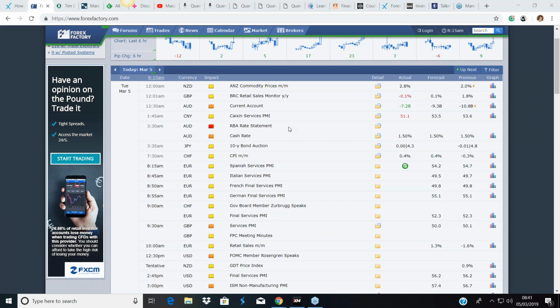And as we've said many times before, it's because the Australian economy is hugely dependent. 30% of its exports go to China. So anything that is happening in the Chinese economy, good or bad, is going to affect the Aussie dollar. This is what I mean by having this 3D approach to this market.